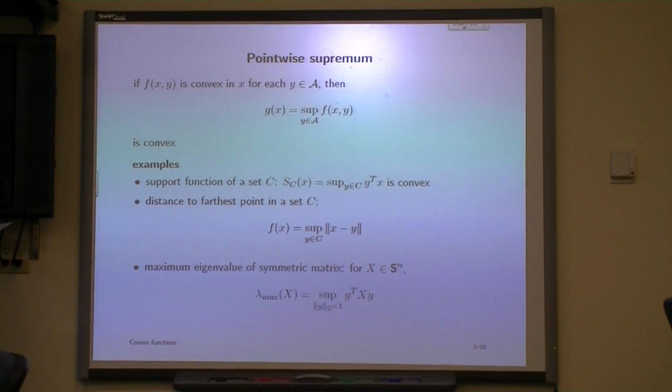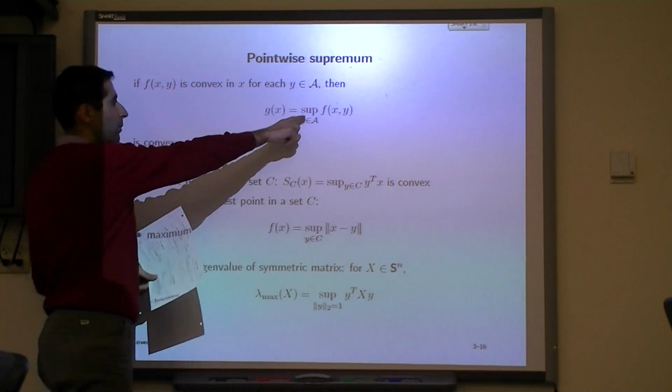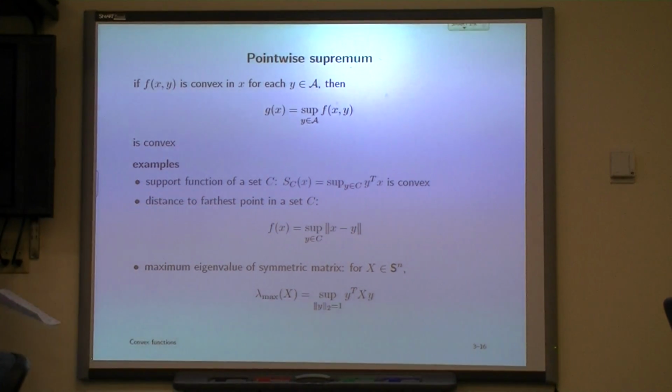Pointwise supremum or pointwise maximum. It means if you have a function which is convex in x for each of the y's, then the maximum or supremum of the function over all y's is a convex function. There are some examples here, and I have some that I will work on.